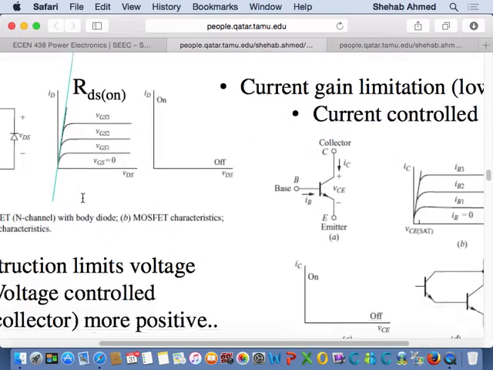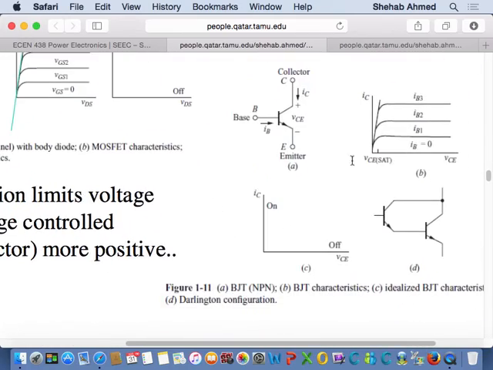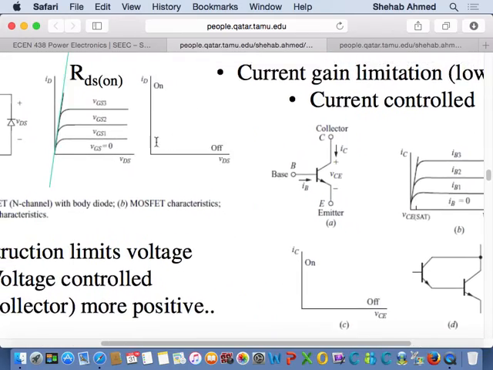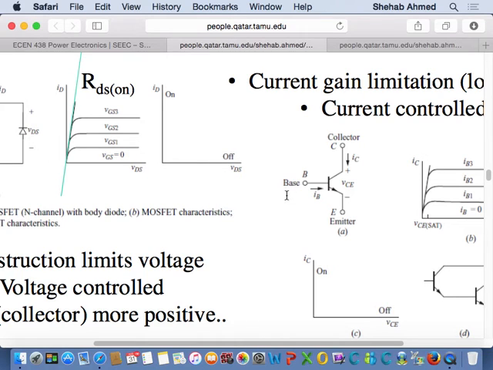Okay. So any questions on the use of the devices, the MOSFET or the BJT, as a switch? Again, it's nothing but a switch. Nothing but a switch. Okay, and in reality, there is a voltage drop across the MOSFET because of RDS on.